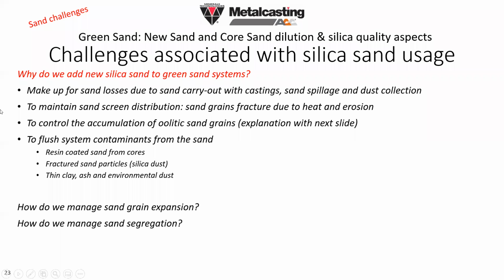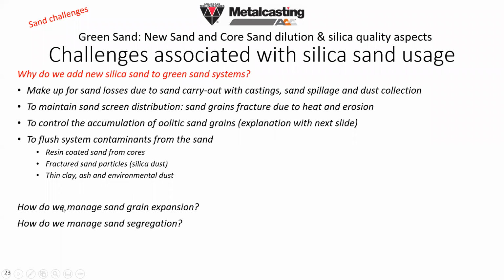That has to be recovered. We want also to maintain the sand screen distribution. Sand grains fracture due to heat and erosion. We want also to control the accumulation of oolitic sand grain, and again, I want to explain what oolitic is for those who do not know the signification of that. And we want also to flush system contaminants from the sand, for example, resin-coated sand from core, fractured sand particles, silica dust, thin dead clay, ash and environmental dust. So this is what we want to do.